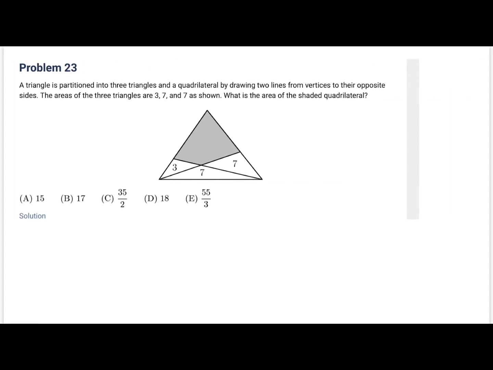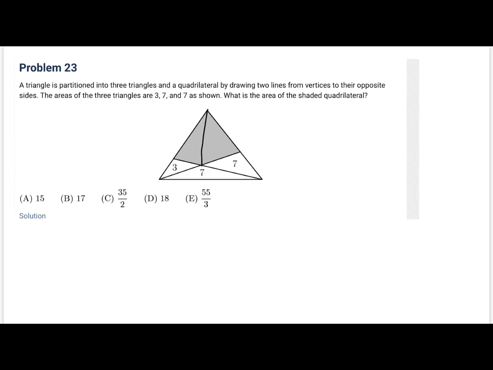Problem 23. A triangle is partitioned into 3 triangles and a quadrilateral. What's the area of the shaded quadrilateral? For us to get this, we have to first make a line from here to here. Oh no, this is weird. Yeah. Let's just make this line.